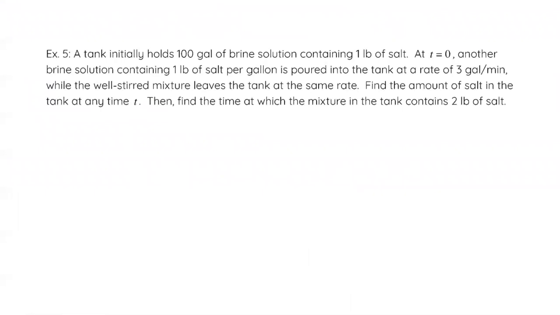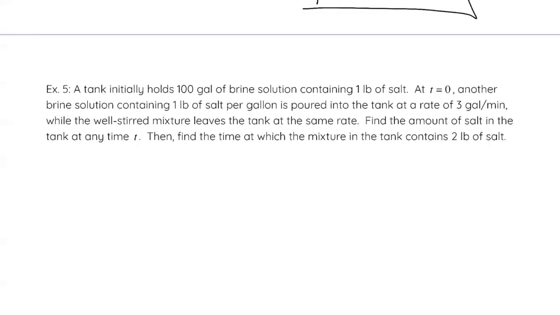At t equals 0, another brine solution containing 1 pound of salt per gallon is poured into the tank at a rate of 3 gallons per minute, while the well-stirred mixture leaves the tank at the same rate. Find the amount of salt in the tank at any time t. Then find the time at which the mixture in the tank contains 2 pounds of salt. So we'll have two answers that we need. One, we need a function, and two, we need to find an actual value.